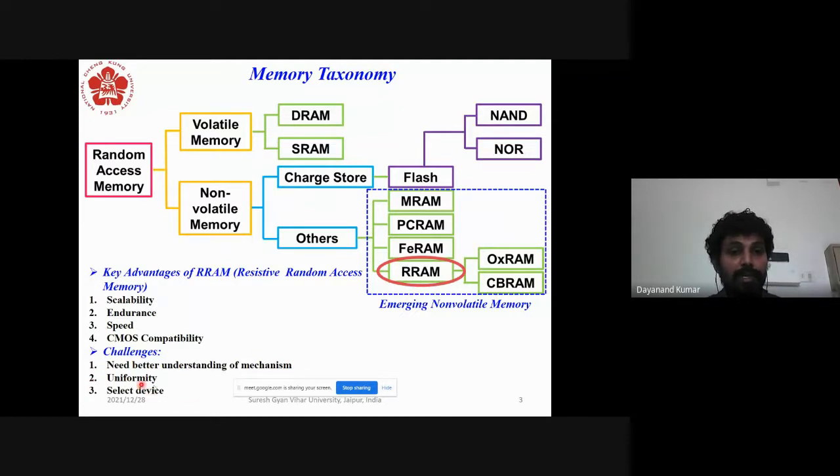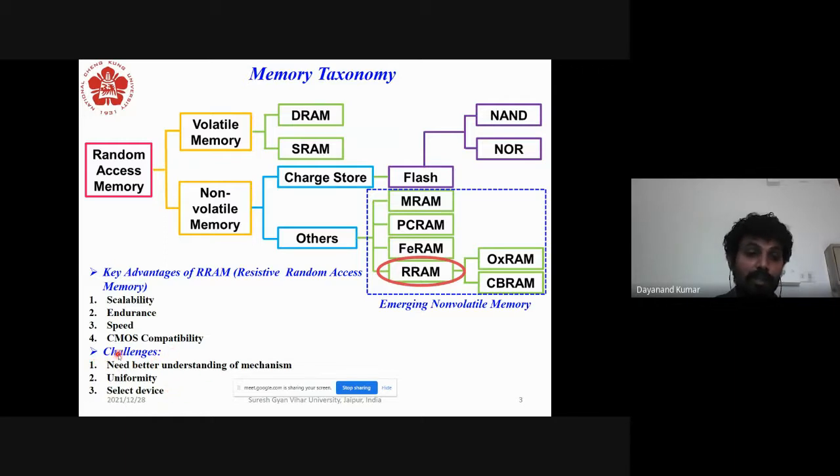Uniformity is another challenge for RRAM. During continuous switching cycles, there is a wide variation in the set and reset voltage. That is another problem. Another is the select devices. In the select device also, there is a problem: a leakage path during continuous switching cycles, and it shows degradation also. But nowadays researchers are working to remove these problems, and they are succeeding also.